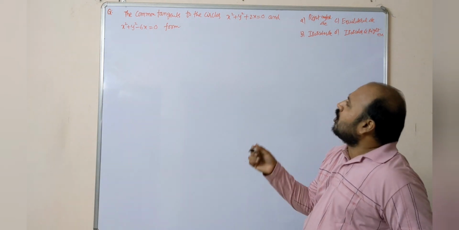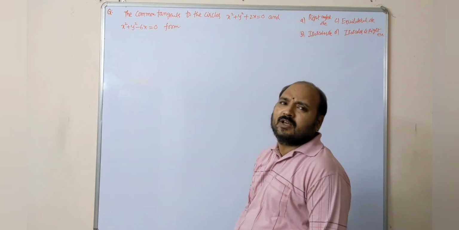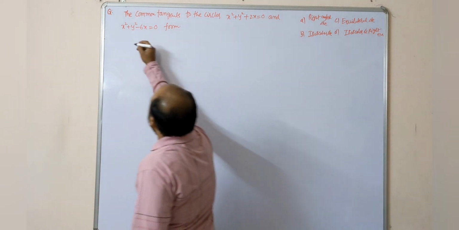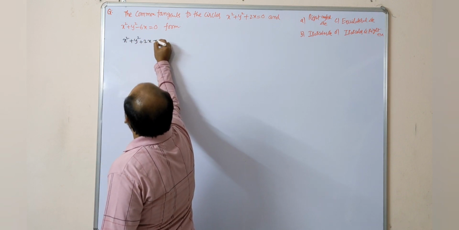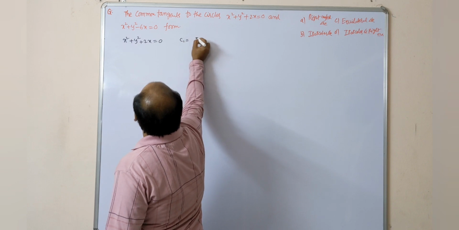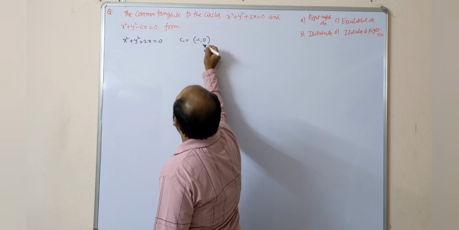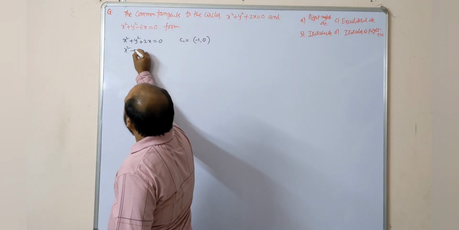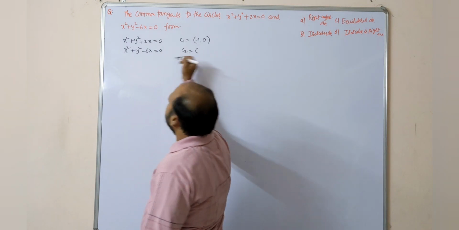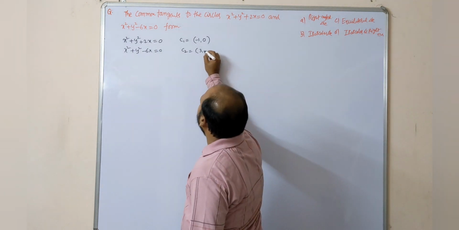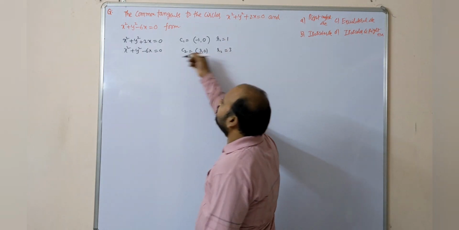First, the common tangents they are saying, but we don't know what type of common tangents will come. Take the first circle x² + y² + 2x = 0. So the center C1 is minus x coefficient by 2, y coefficient by 2, so (-1, 0). The second circle x² + y² - 6x = 0, center C2, minus x coefficient by 2, means (3, 0) will come. R1 is equal to 1, R2 is equal to 3.